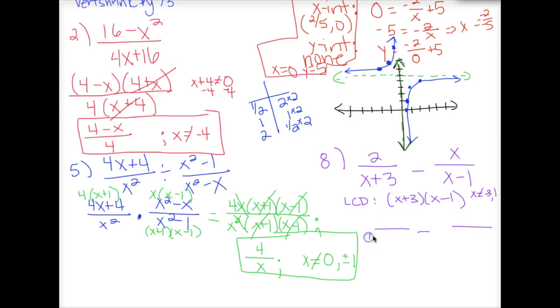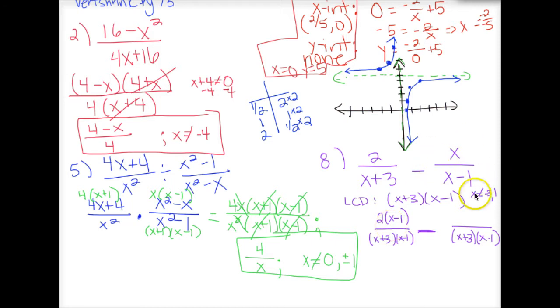So my LCD was x plus 3 times x minus 1. All I'm doing, remember, in this step is rewriting these original fractions with the new common denominator. My original left side fraction had x plus 3 in the denominator. It did not have the x minus 1. So that means I multiplied this denominator times x minus 1. Whatever I do to the denominator, I must also do to the numerator. So I'll write times x minus 1 there.